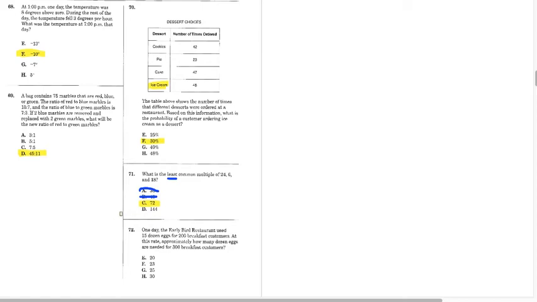Okay, if you don't have multiple choice for this, if it's a grid-in question, then you actually have to go with the multiples and figure out your answer. But this way is much easier.